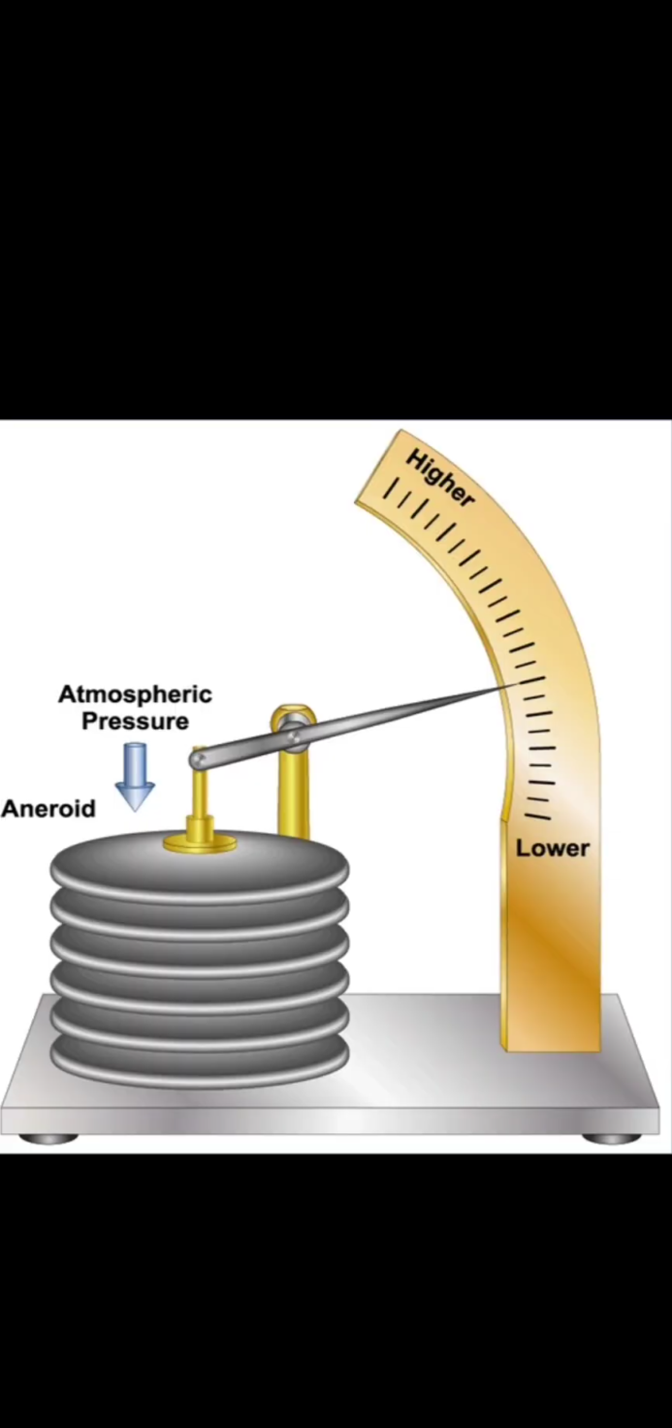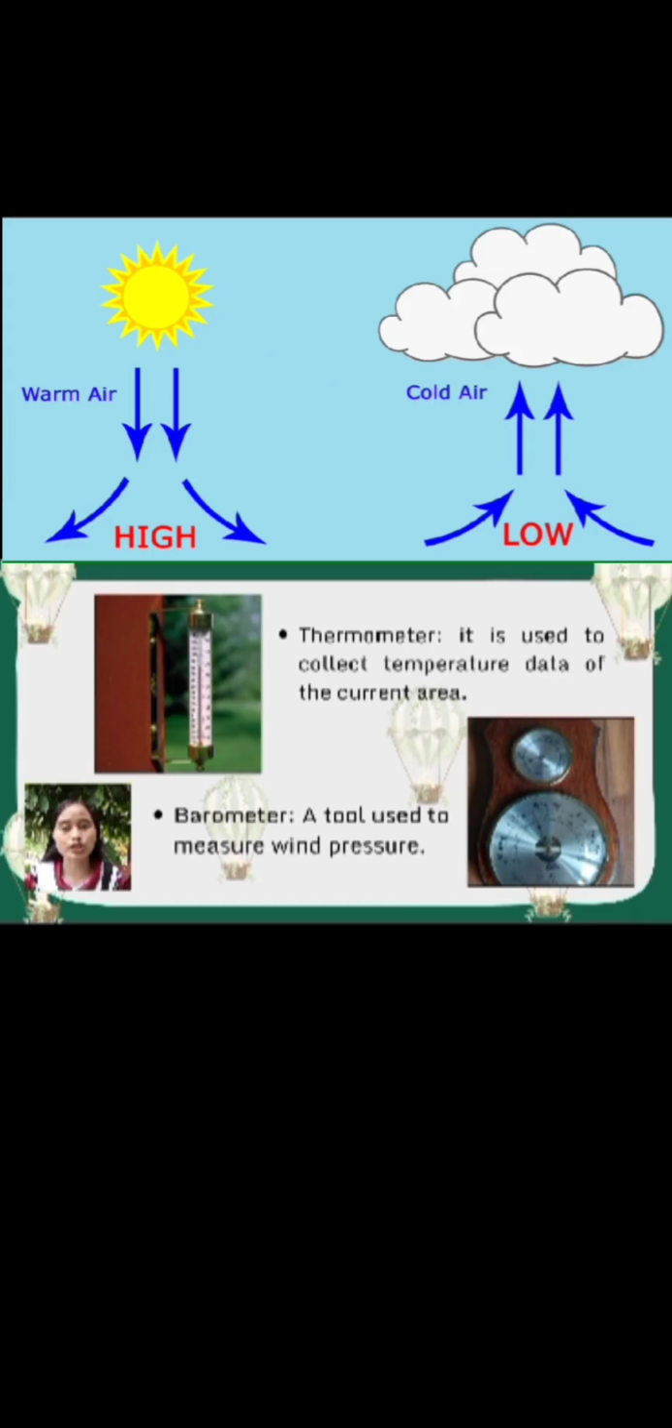First is the thermometer. A thermometer is a tool that is used to measure and collect temperature data of a current area. Second is a barometer. A barometer is used to measure the atmospheric pressure, which allows the meteorologist to predict short-term weather changes by identifying the rising or falling pressure trends.